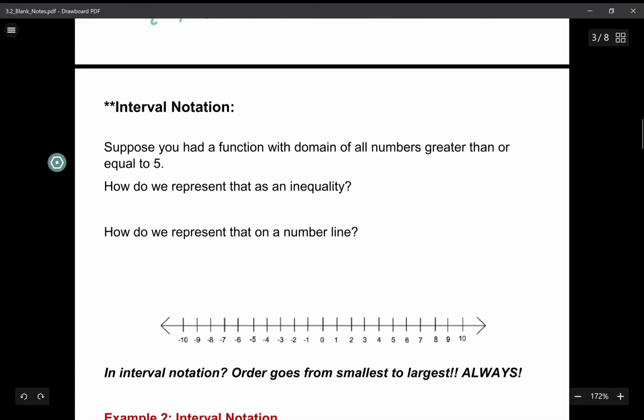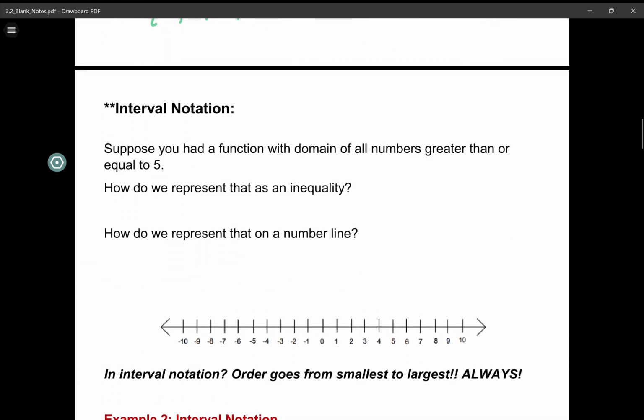All right, let's talk about interval notation. Before we jump right into using interval notation, let's back up a little bit and remember how we used to write inequalities. Let's think about the inequality that would represent this sentence. Suppose we had a function with a domain of all numbers greater than or equal to 5. How would we represent this as an inequality? We want x to be greater than or equal to 5.